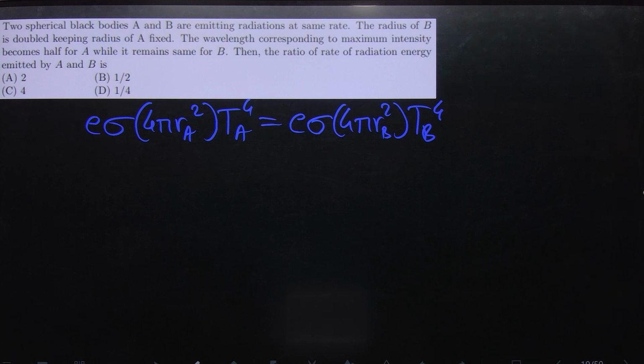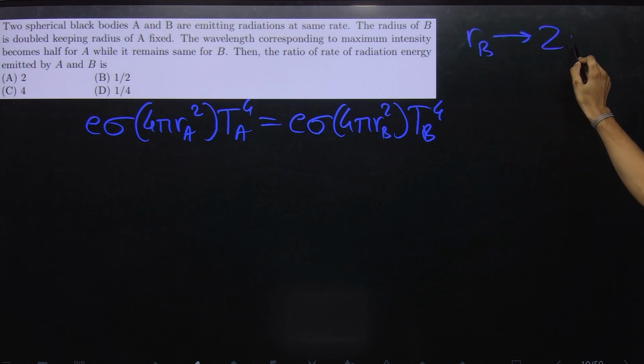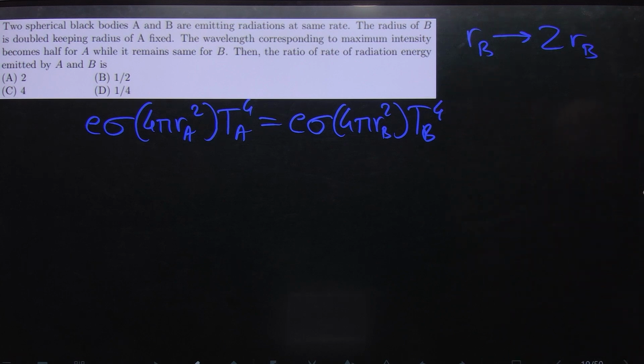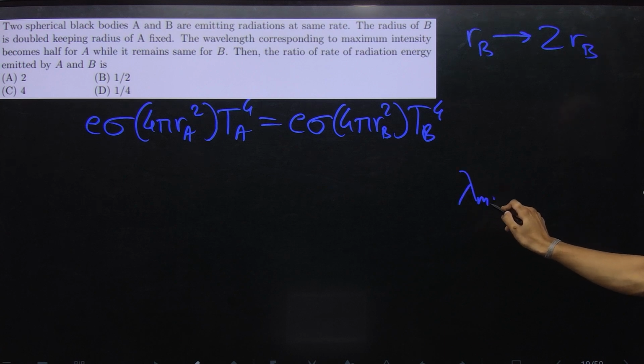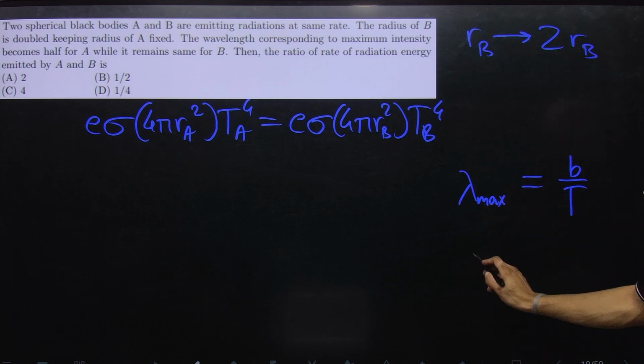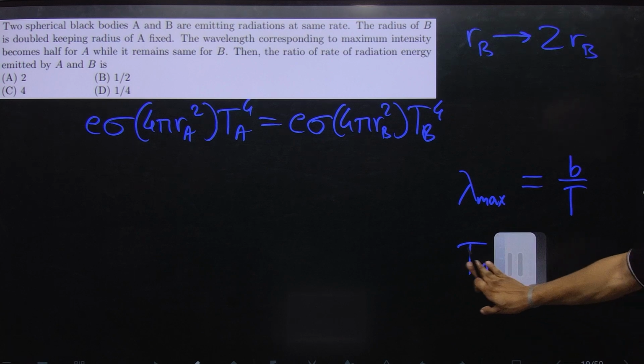Now if we increase the radius of B to double, r B now becomes twice of r B, and the maximum intensity wavelength of A is halved. According to Wien's law, the maximum intensity wavelength is given by some constant b upon the temperature of the black body. So if lambda is halved, then temperature of A has to be doubled.